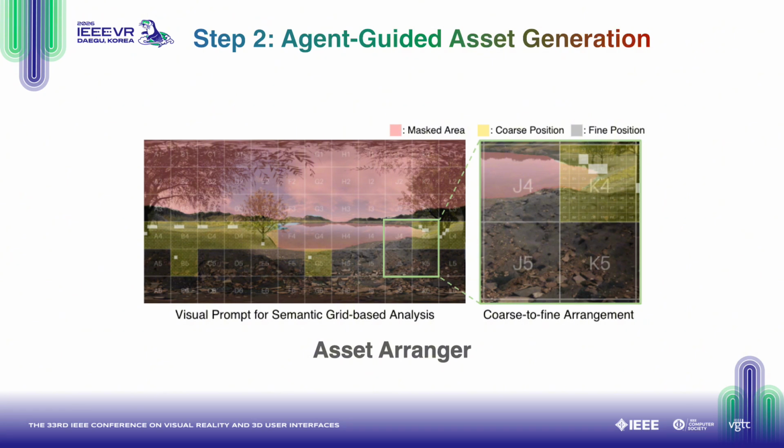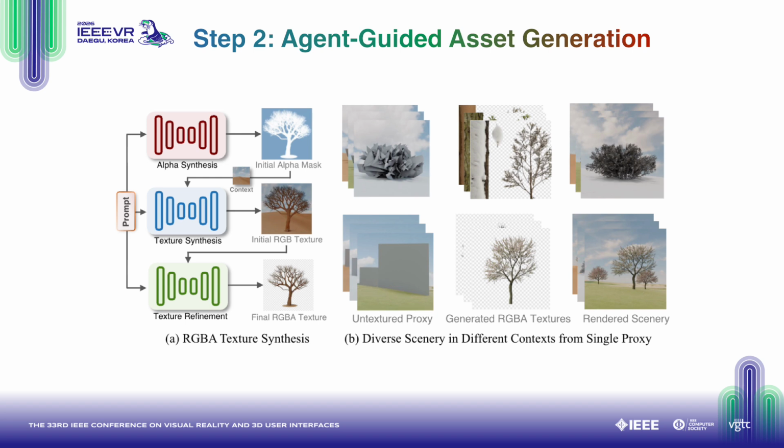We overlay a labeled grid on the panorama and mask out regions that aren't suitable for placement. Using this as a visual prompt, the agent then selects placement cells in a coarse-to-fine manner, which improves both spatial accuracy and overall semantic consistency. Once the agents decide where an asset goes and how to design it, we instantiate it by generating an RGBA texture that matches the surrounding world.